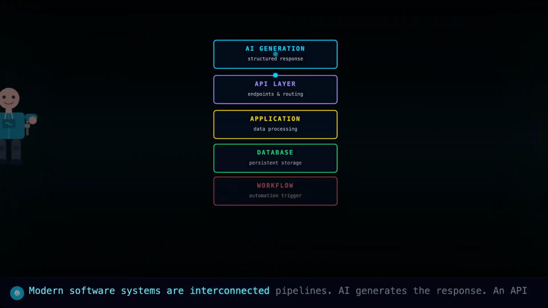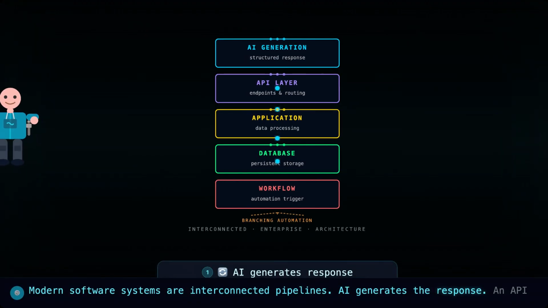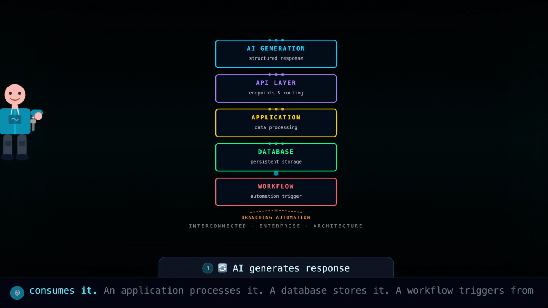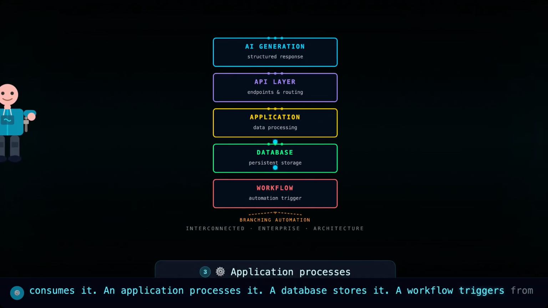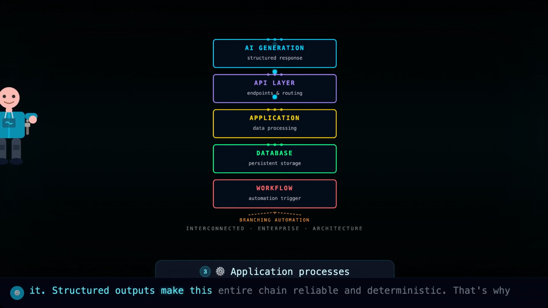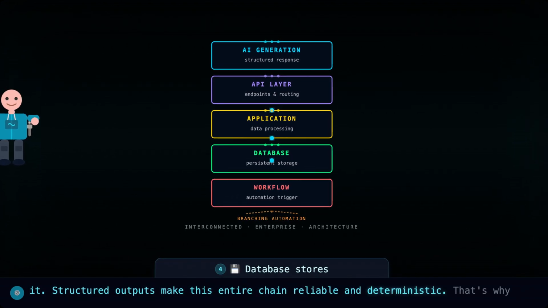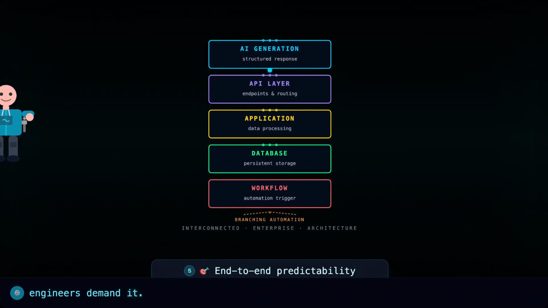Modern software systems are interconnected pipelines. AI generates the response. An API consumes it. An application processes it. A database stores it. A workflow triggers from it. Structured outputs make this entire chain reliable and deterministic. That's why engineers demand it.